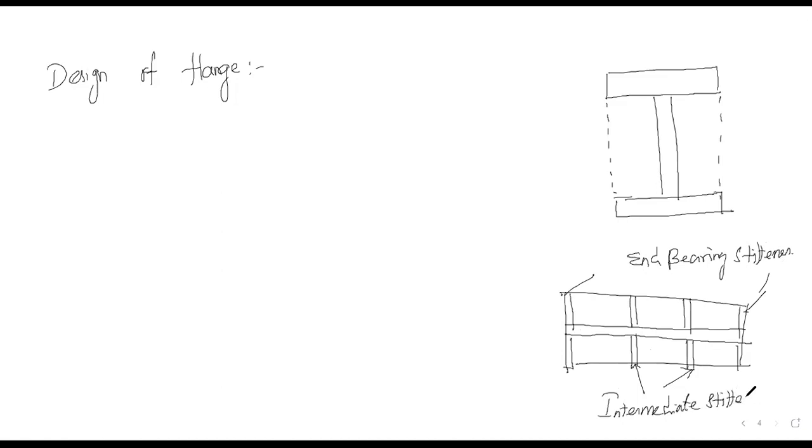First we have to design the main member, and we have to check whether it is safe in shear and bending moment. Then let us go to the design of end bearing stiffeners. We have to check whether they are safe in shear and safe in buckling. Similarly, for intermediate stiffeners, after selecting the section we have to check whether it is safe in shear and buckling. So these are all the checks.